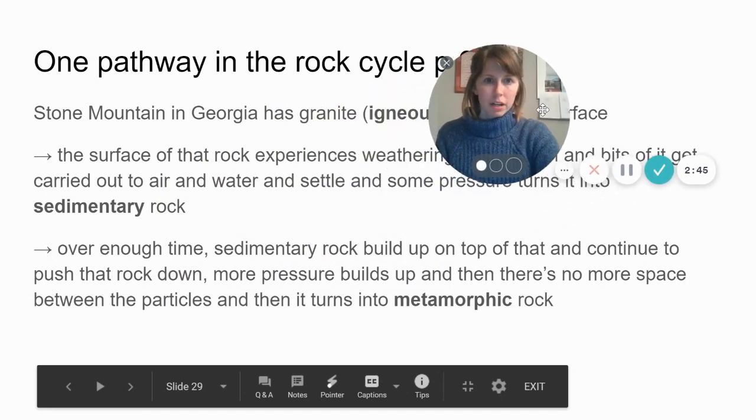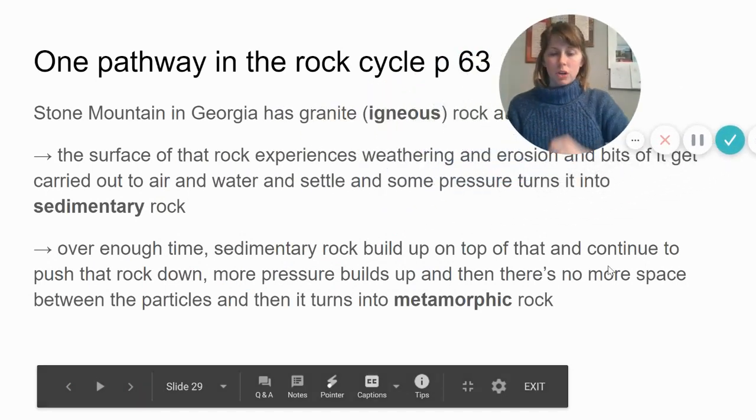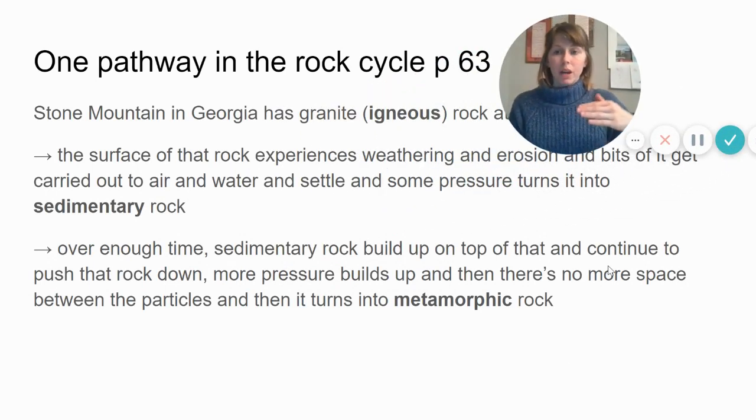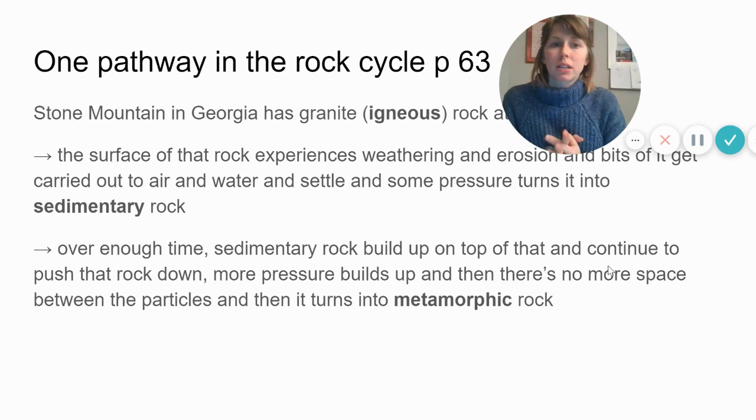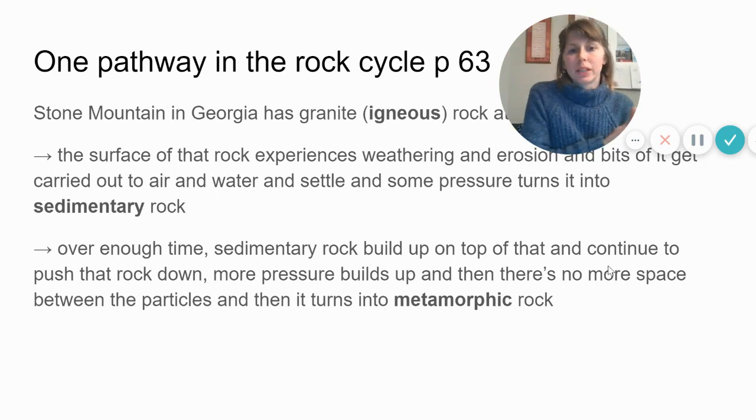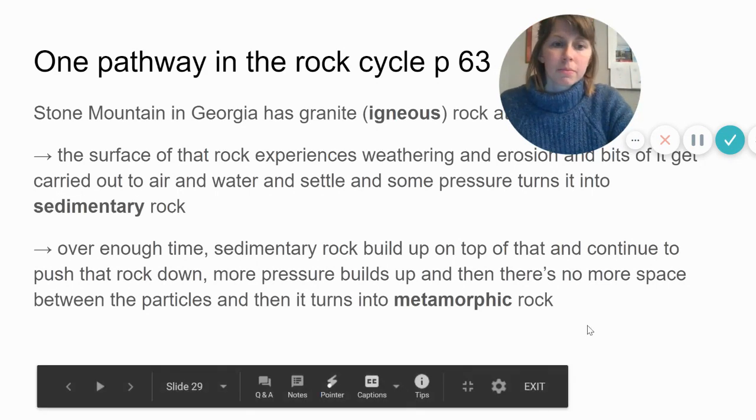can have more rock built on top of it, which pushes it down, till there's no more space, and that will eventually turn it into metamorphic rock. So this is one pathway, right? It was igneous, weathering and erosion turn it into sedimentary, and then heat and pressure turn it into metamorphic. So that's one process that it could take.